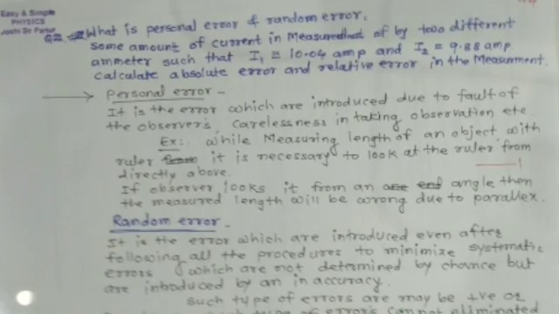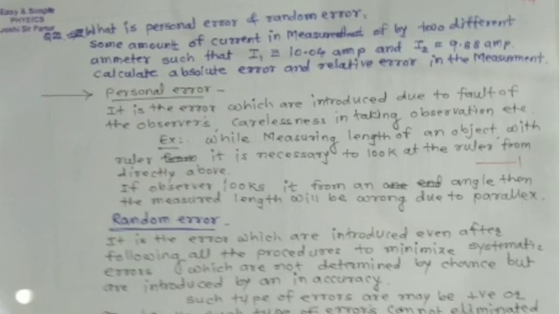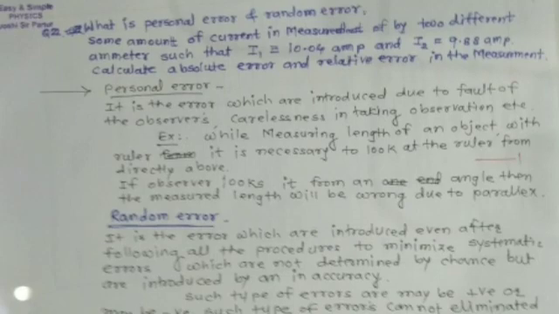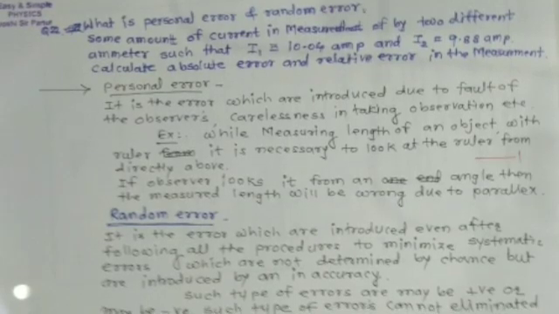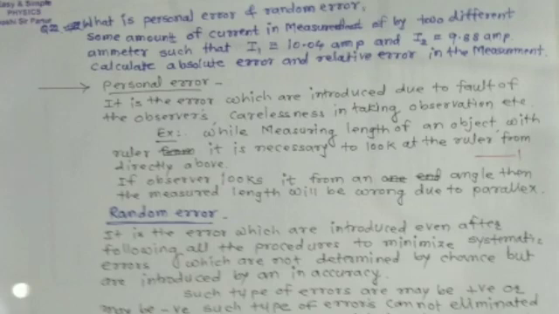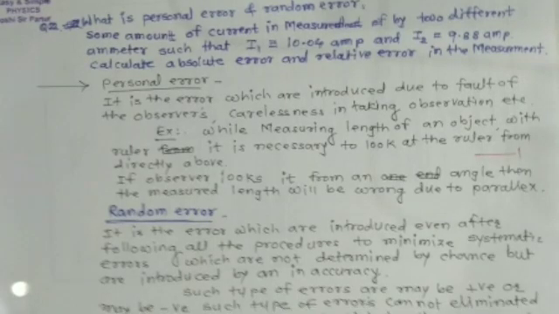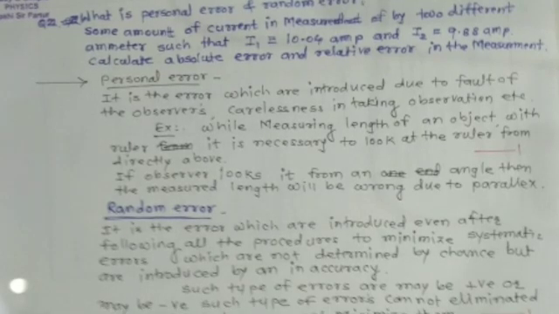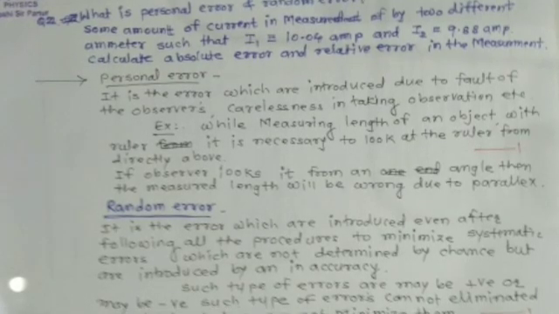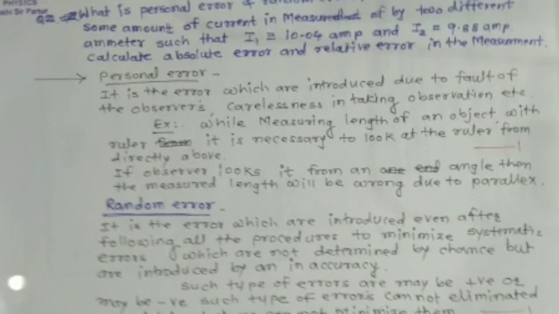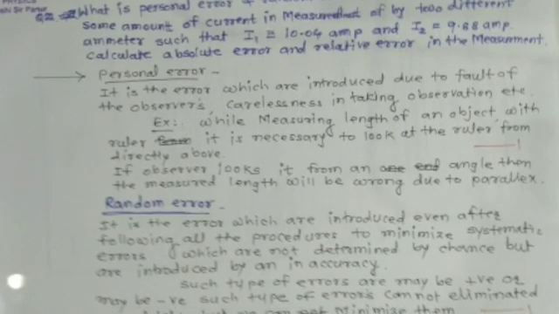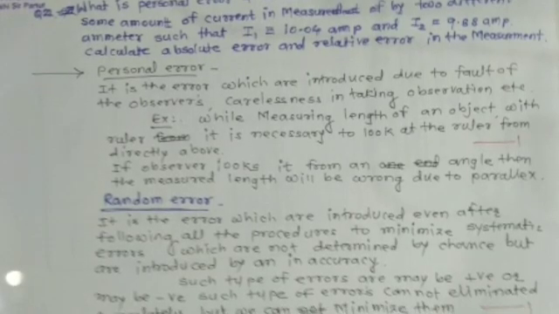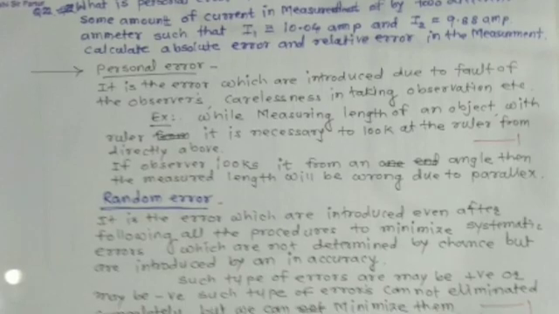What is personal error and random error? And a numerical: some amount of current is measured by two different ammeters such that I1 equals 10.04 ampere and I2 equals 9.98 ampere. Calculate the absolute error and relative error in the measurement. The answer will be, first of all we see personal error.